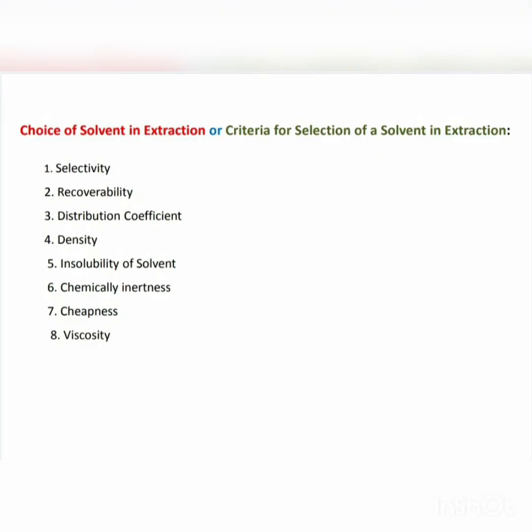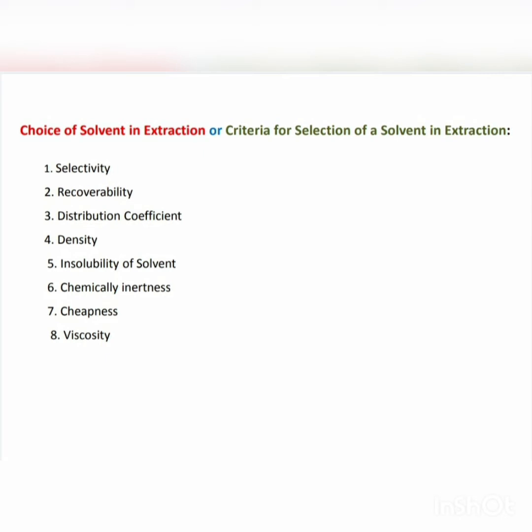Choice of solvent in extraction. Choice of solvent used in extraction is based on the following points. Selectivity. The ratio of the concentration of solute to feed solvent in the extract phase to that of the raffinate phase is called selectivity. It is the measure of effectiveness of solvent to separate components. For good separation, selectivity should be greater than 1.